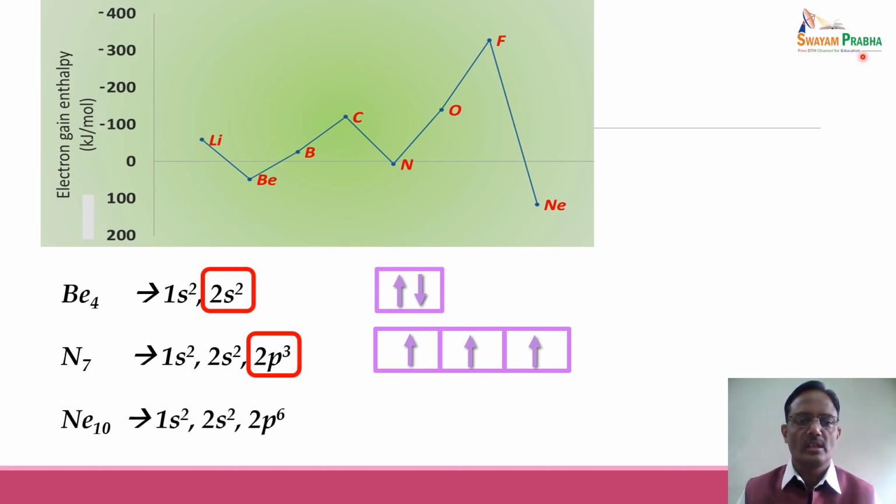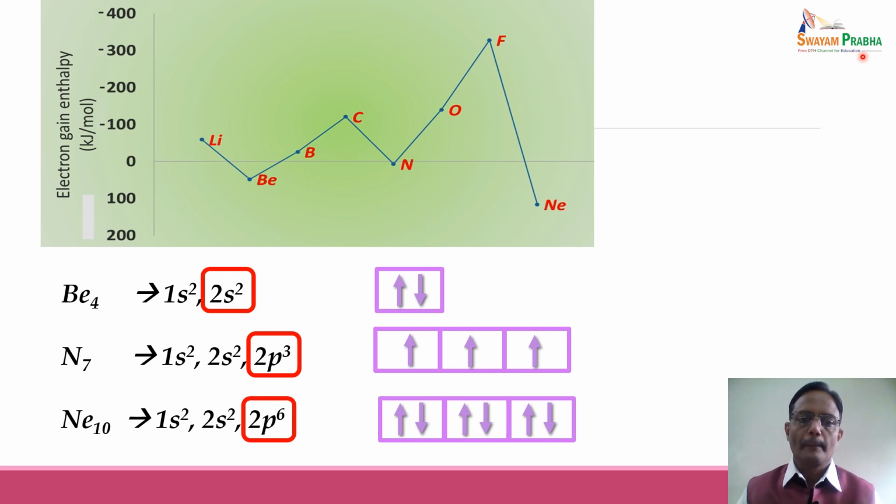Same is the case with neon, which has the extra stable configuration of 2p6. Also it is a noble gas with a completely filled second shell, so it will have negligible tendency to accept the electron. Thereby the value of electron gain enthalpy is positive. When we say that the electron gain enthalpy values are positive, it means that we will have to supply energy if we want to add an electron to these atoms.